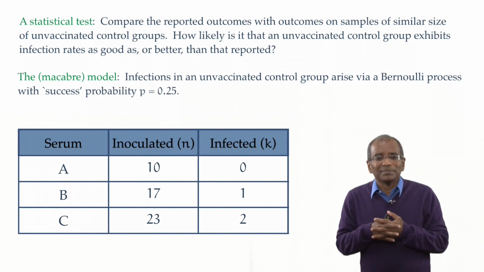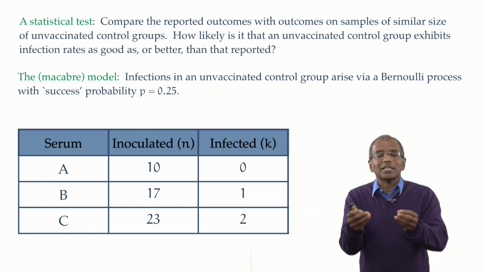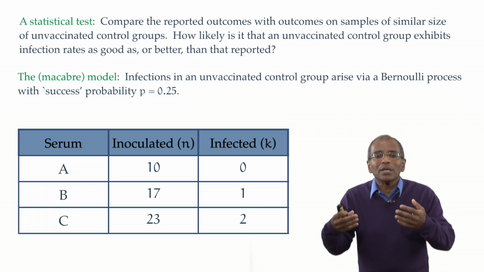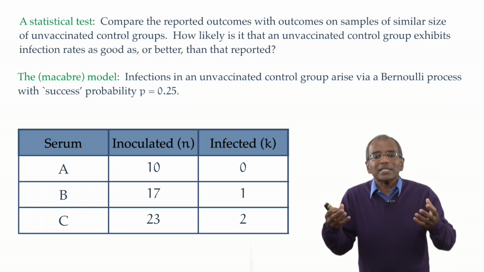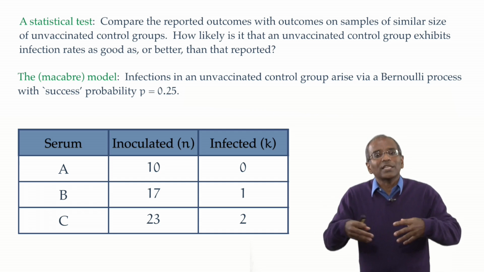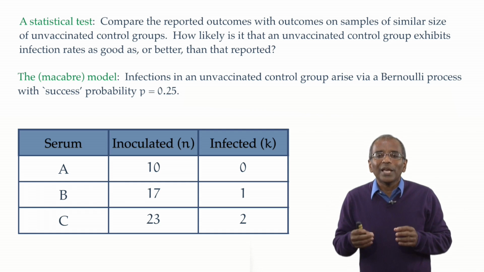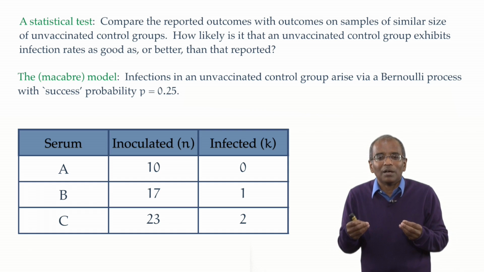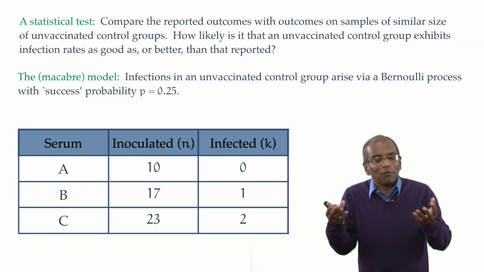So, what is the model? It's admittedly macabre. The idea is that each cow in an unvaccinated control group falls sick or not, falls sick with a chance of 1 in 4, a 25% chance, or avoids getting sick with a chance of 3 in 4. In other words, a cow falling sick or not in the general population corresponds to the toss of a fictional coin whose success probability is 0.25. Of course, this is a rather macabre and cruel use of the word success, because success here means the cow falls sick and dies.